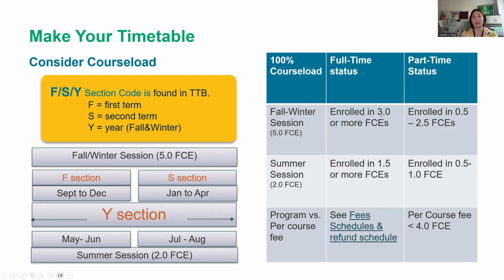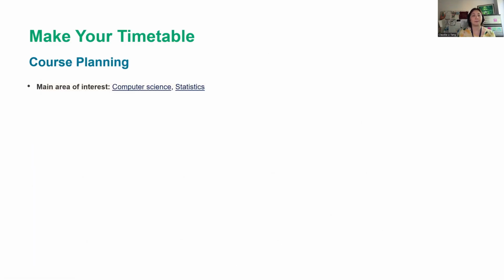But if you are going to be taking fewer than 4 credits, meaning 0.5 to 3.5 credits, even though you are a full-time student, you would be eligible to pay per course fee. For more information, you can check out the fee schedule that will tell you the fee breakdown. I just want to point out that deciding early on what your course load might be, or how many credits, will also have an implication on your fee.